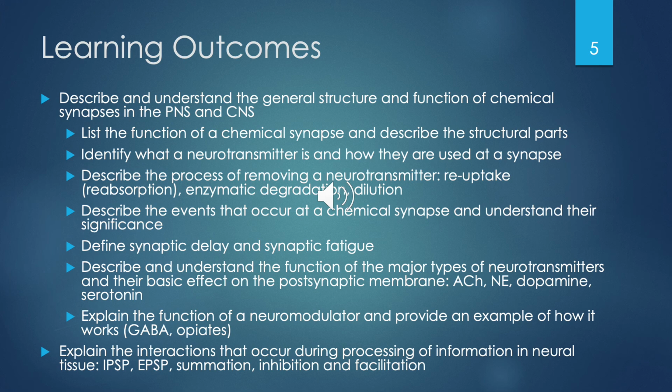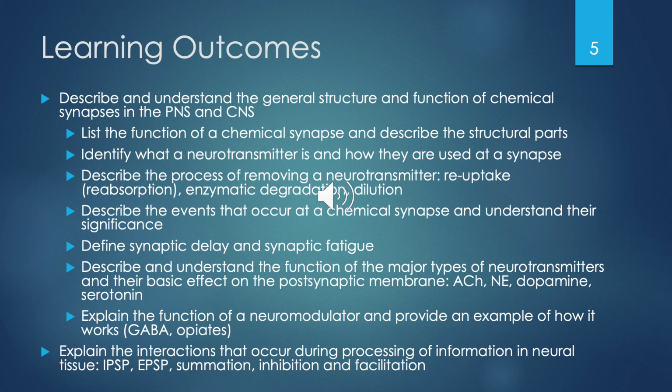We'll describe the events that occur at a chemical synapse and understand their significance. We'll define synaptic delay as well as synaptic fatigue. We'll also describe and understand the function of the major types of neurotransmitters and their basic effect on the postsynaptic membrane. This includes acetylcholine, norepinephrine, dopamine, and serotonin. We will explain the function of a neuromodulator and provide an example of how it works. So we'll discuss GABA and opiates.